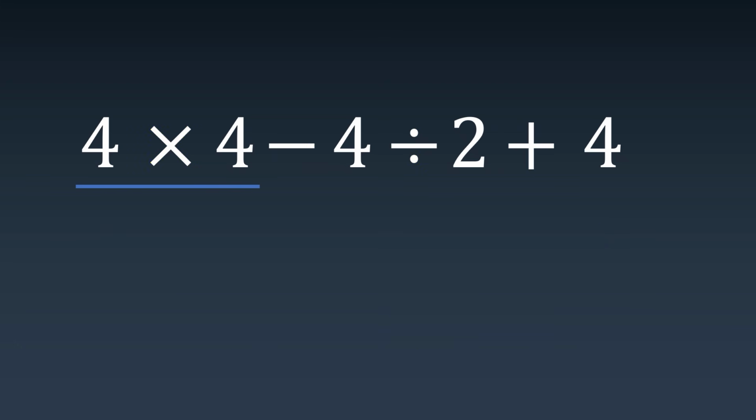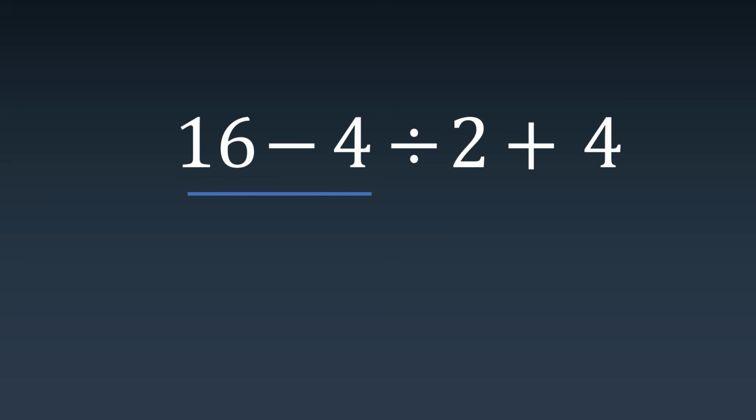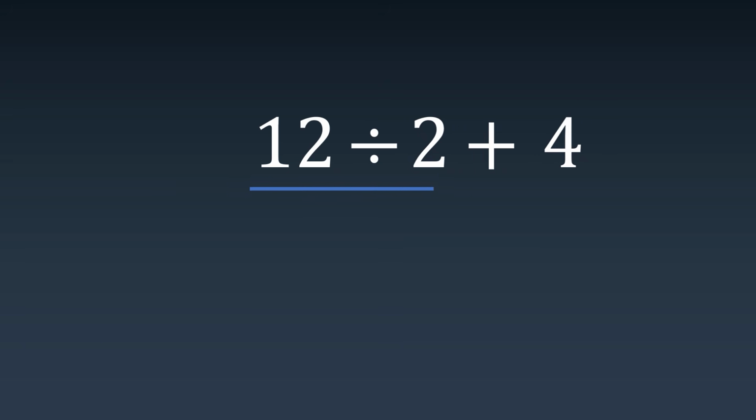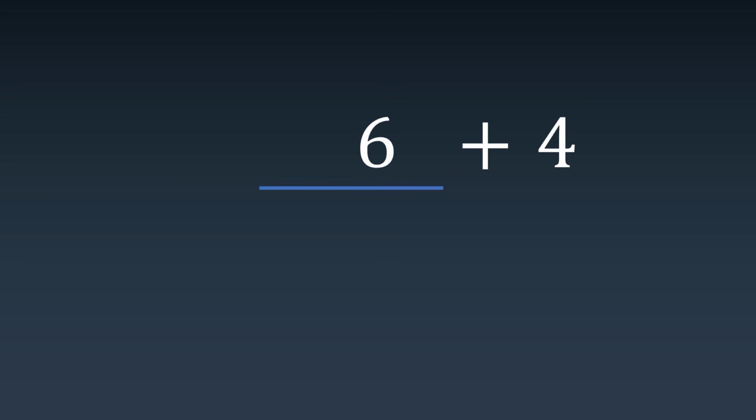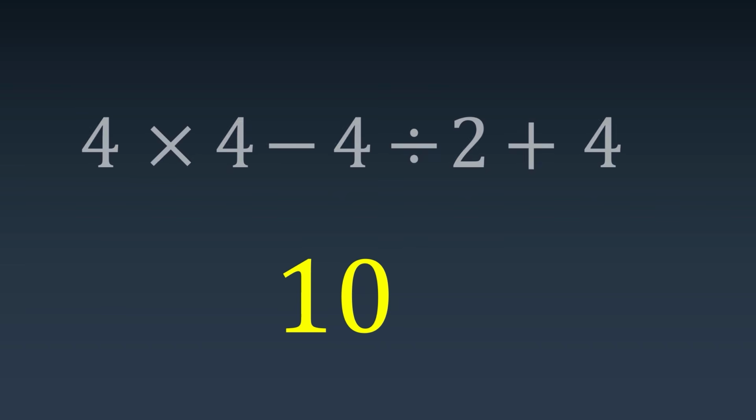We take 4 times 4 equals 16. Then 16 minus 4 equals 12. Next, 12 divided by 2 equals 6. Finally, 6 plus 4 equals 10. Answer number 1: 10. It feels natural, right?